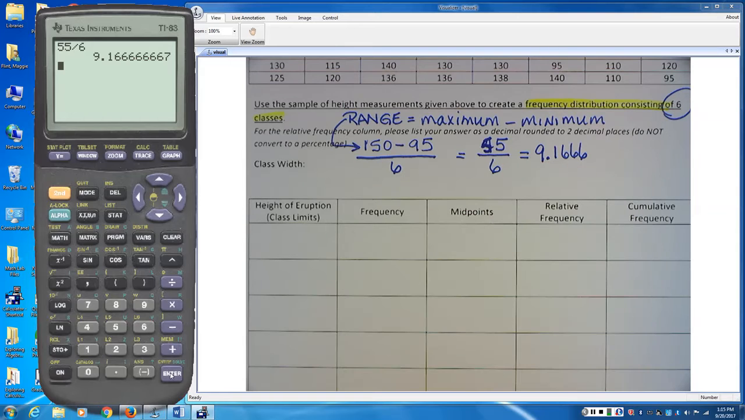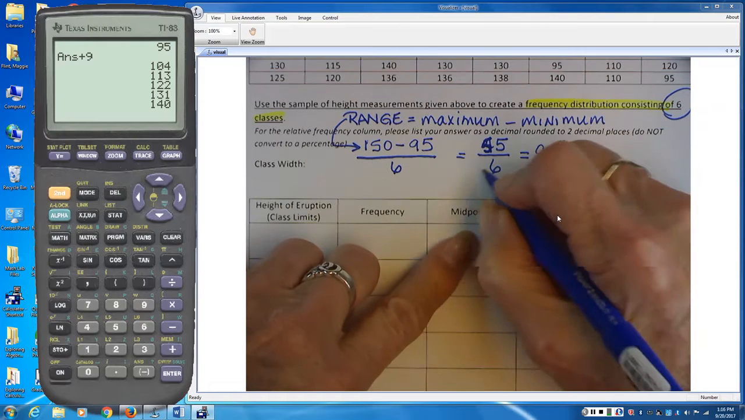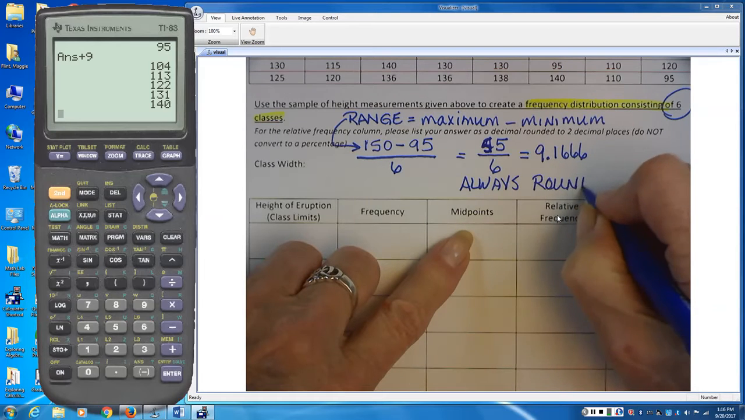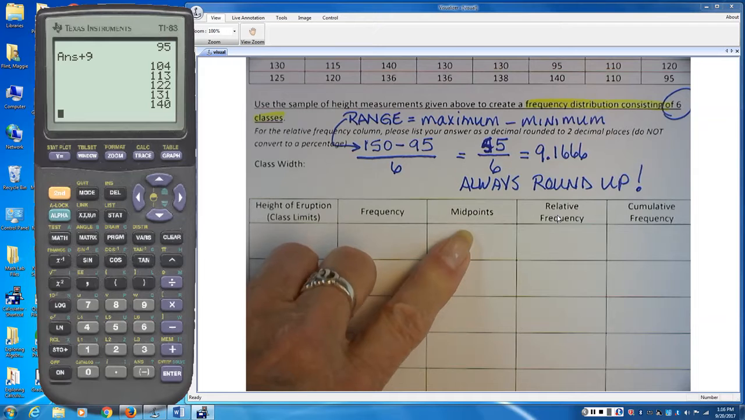And the reason is, if you only round up to 9, our smallest data value is 95, and I'm going to show you what happens. If we start with 95 and we add 9, the second class begins at 104, the next one begins at 113, the next one begins at 122, 131, and 140. So that means that last class is only going to go to 149. What's our maximum data value? 150. So it's not going to fit if we leave it at 9. So we always, always, always round up. That's very important. You always round up.